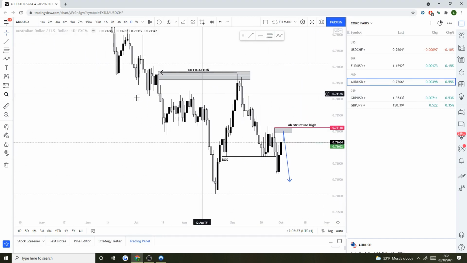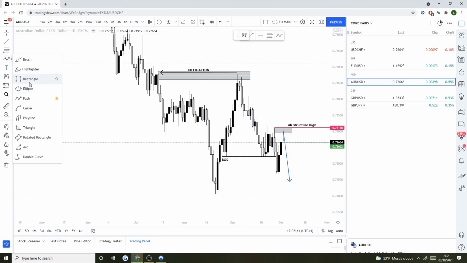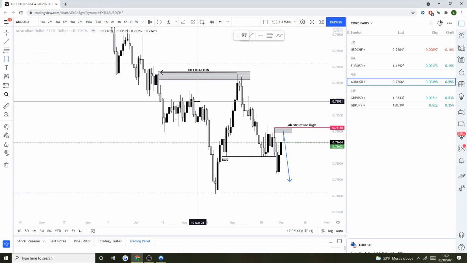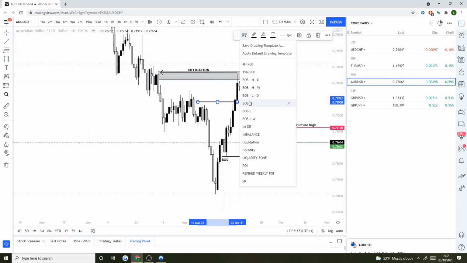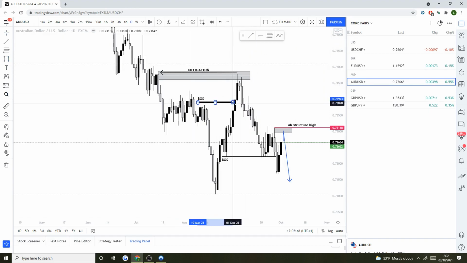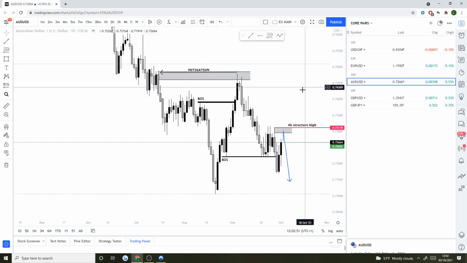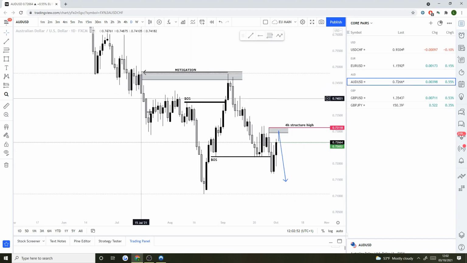So AU, similar to EU, we had our break structure to the high, but that was basically just a move to mitigate the impulsive OB, which I mentioned in my forecast last week was a possibility. And that is actually what's happened. It's come and mitigated this impulsive order block up here, which caused the previous break structure to the low on the daily. And then after reacting there, it started to just move down.